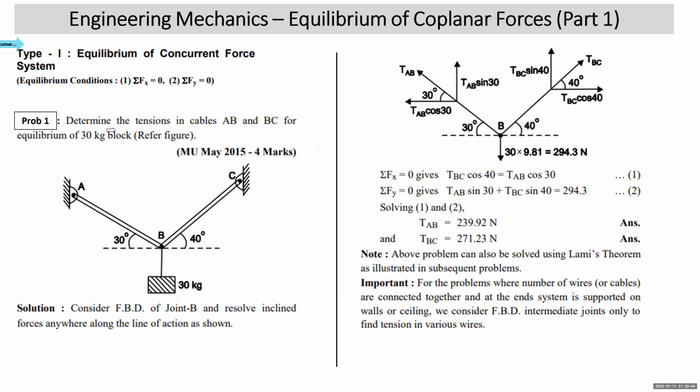All right. So the first type of problems is type 1, equilibrium of concurrent force system. We already discussed the equilibrium conditions for a concurrent force system. Sigma Fx is equal to 0, sigma Fy is equal to 0, and that's it. So there will be 2 equilibrium conditions.